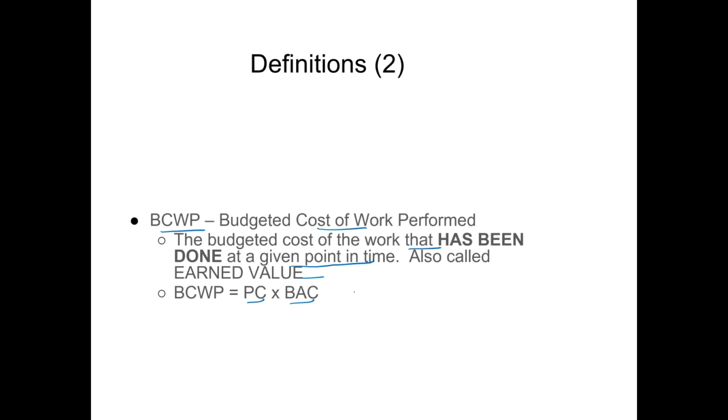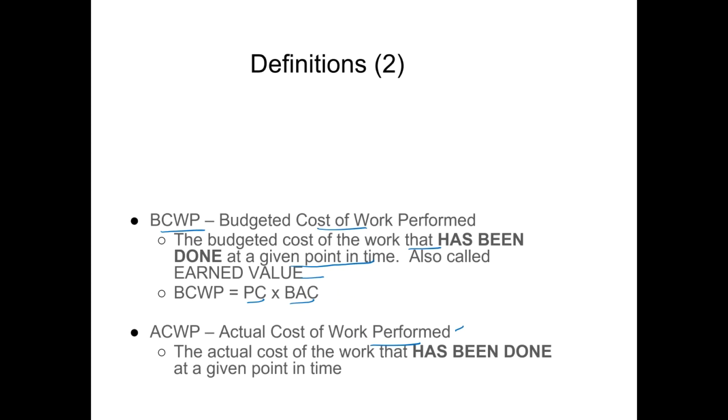So for instance, if your total budget was £100 for any job and you have accomplished 55% of the job, that means your budgeted cost of work performed, or your earned value at that point, will be £55. Then actual cost of work performed: this is the data which could be obtained from the accounting system, how much we have spent on this activity, which is the actual cost of the work that has been done at any given point in time.